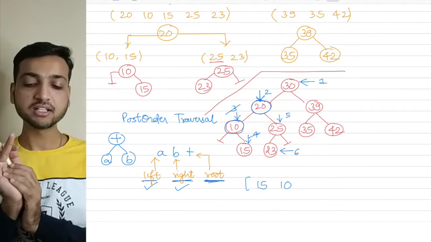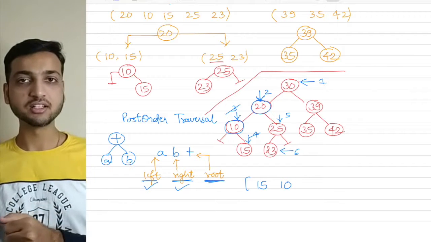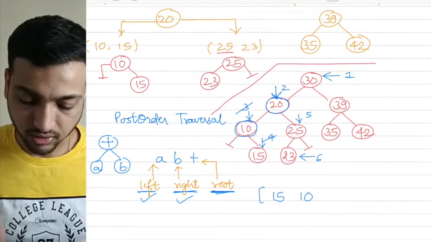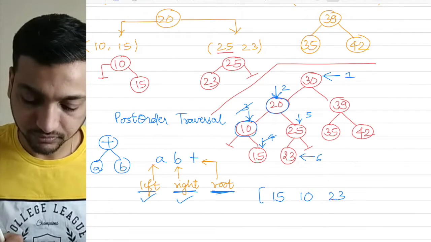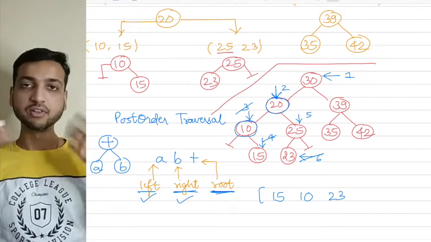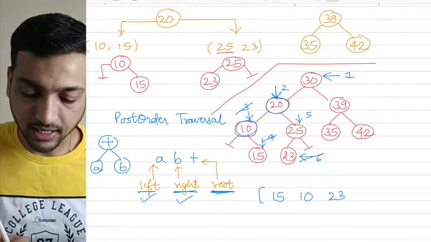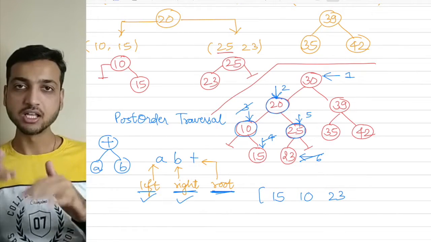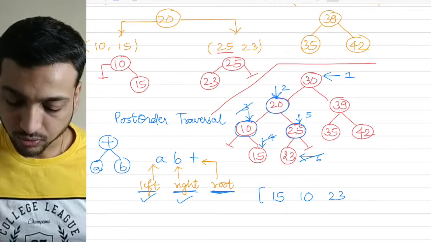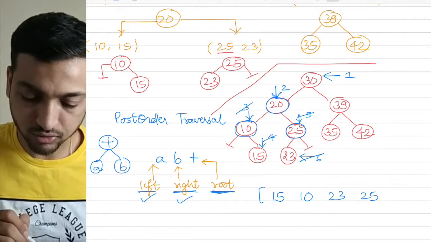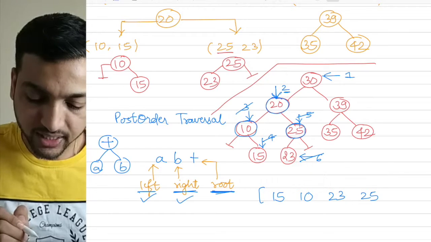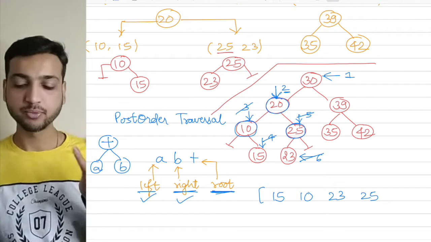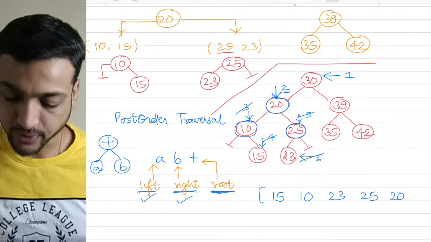Once we are at node 23, there is nothing to the left, there is nothing to the right, so we will now print the root, which is 23. So 23 is also done. Then we again backtrack, we come to 25, and at 25, its left is visited, its right is also visited, so 25 is the one which will get printed. So 25 will come here, and then we come again back to 20. Now if you focus on 20, its left is visited, its right is visited, so 20 is the root remaining, 20 will get printed, and this way we write 20 here.